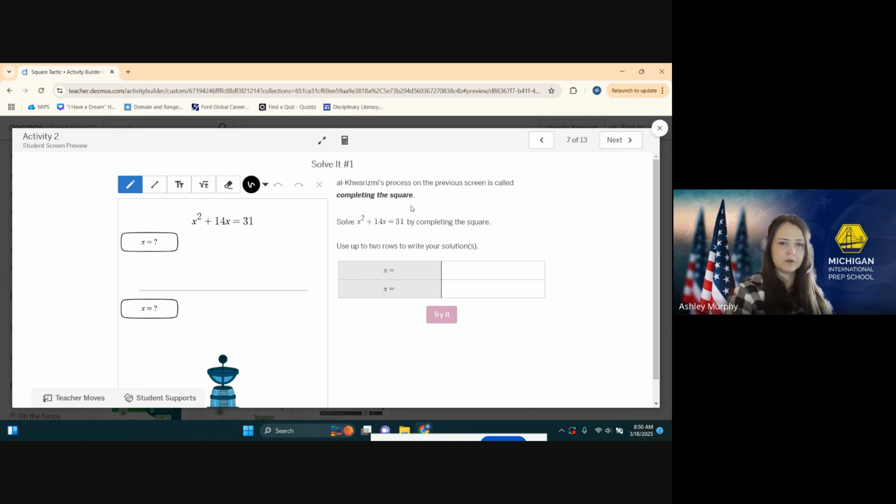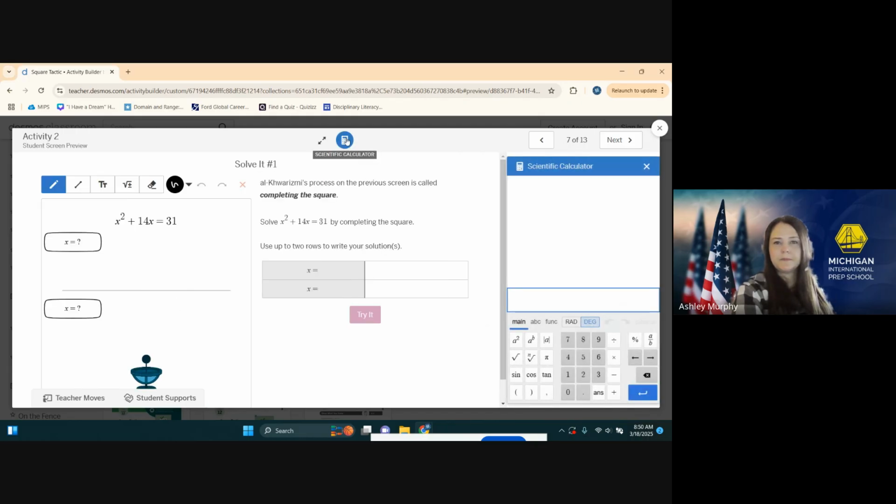But the magic number is found by dividing by 2 and raising to the power of 2. So you find that b value, the number that is with x, divide it by 2 and raise it to the power of 2. Well, 14 divided by 2 is 7, and 7 squared is 49.